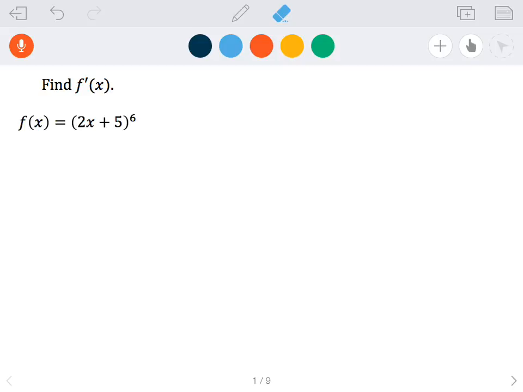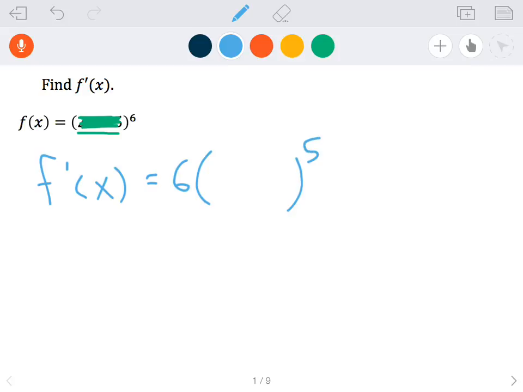What I look for is the inside function. I see that I've got a function inside of something raised to the sixth power. And here's what I do. I blur out the inside in my mind, and then I take the derivative of the outside function. So f prime of x of the outside is 6 times whatever that blur is, and then subtract 1 from the exponent.